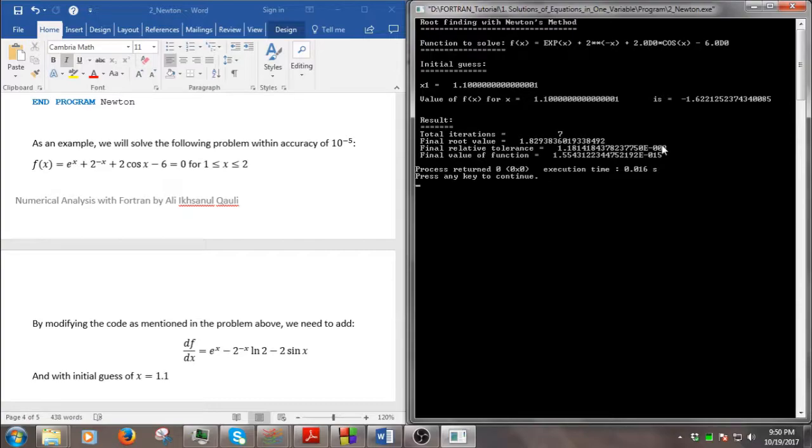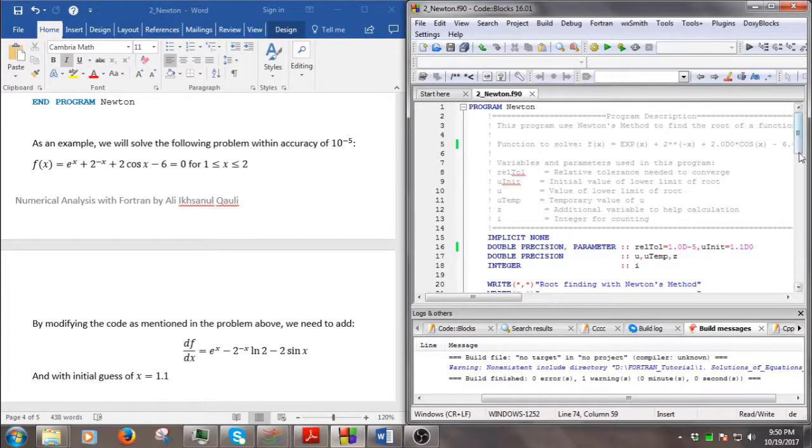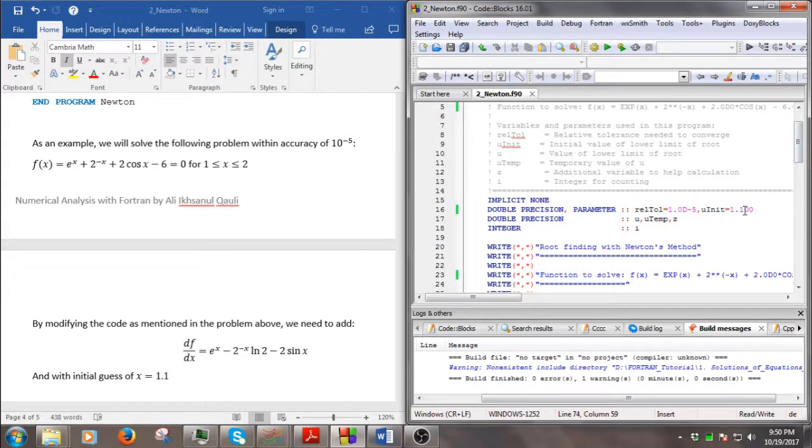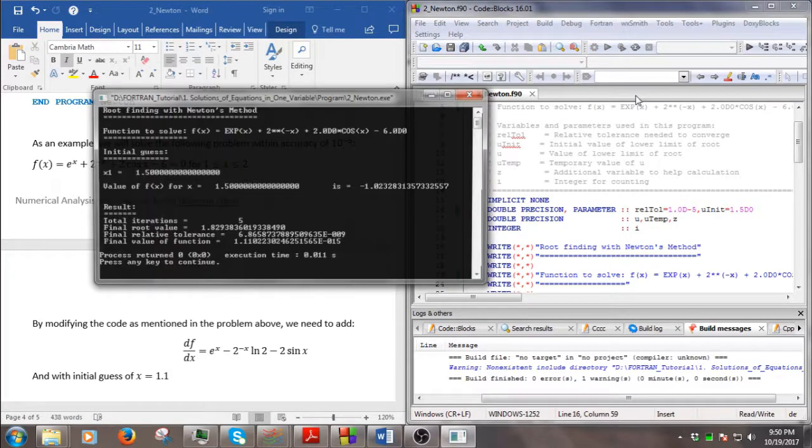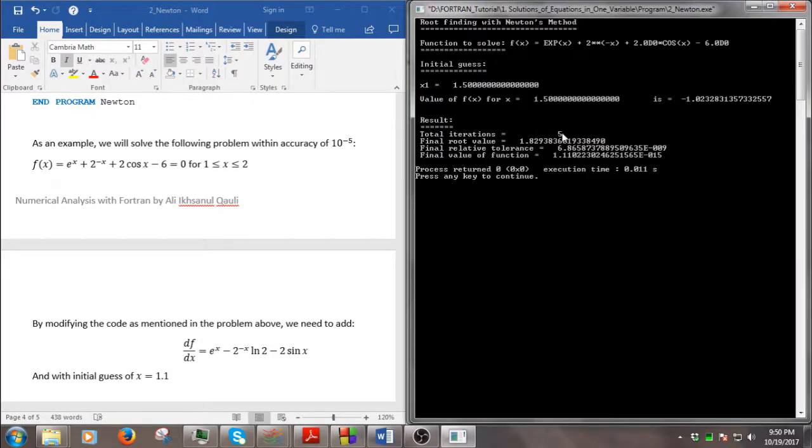And actually you can also play around with the code. For example, if we change the initial guess here to 1.5, and build and run, we will have fewer iterations needed because this initial guess is quite close to the root of the function, right? And also the final relative tolerance we get is quite small compared to the first one.